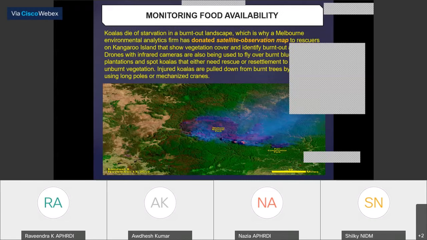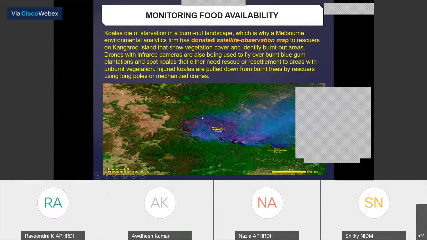And then we have the monitoring of food availability, because the fire outbreak also burned the food of these animals, not all the koalas but several other animals. And with the help of this food availability monitoring, this is a view of the satellite observation map, where we can see where the natural food habitats of these animals got devastated. And according to that information, they also provide assistance to these animals by providing appropriate food to them.